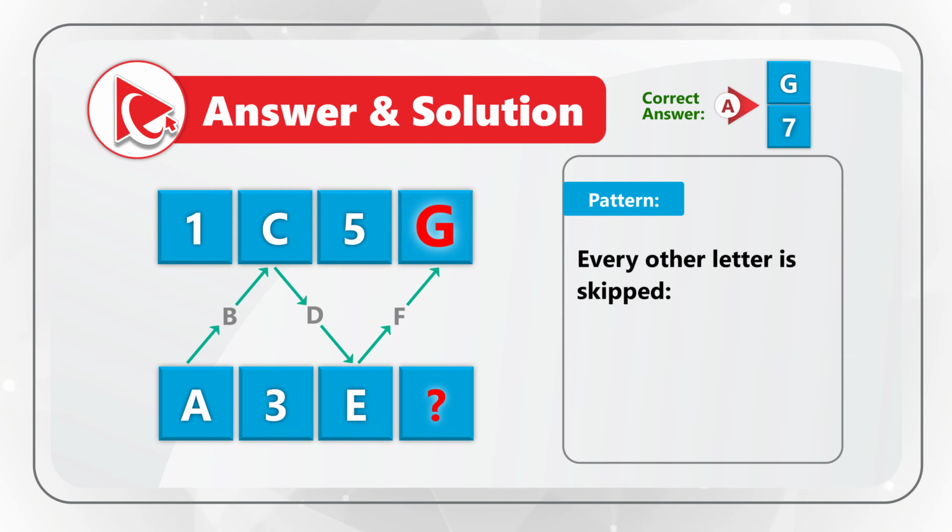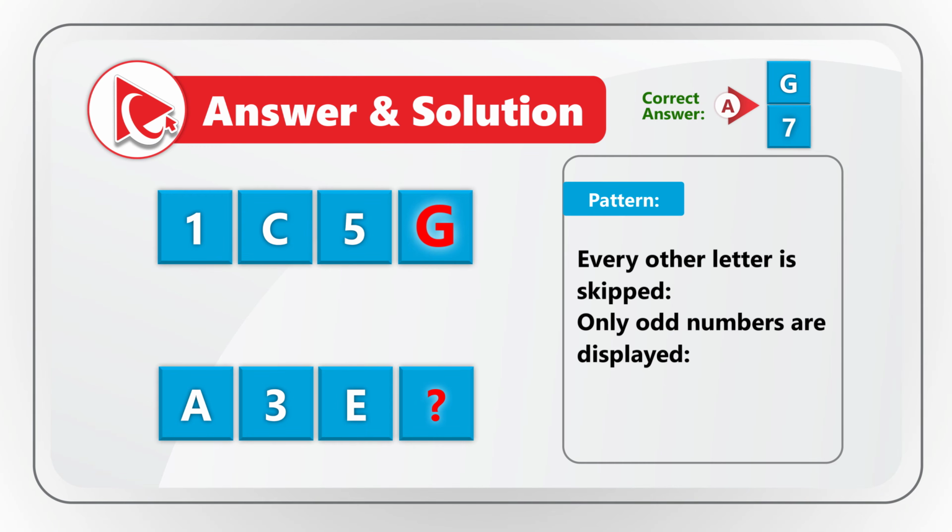Same is true for the numbers, because only odd numbers are displayed. We see numbers 1, 3, and 5. Numbers 2, 4, and 6 are skipped, which means that the missing number is 7. This is why I believe the correct choice here is choice A, G7.